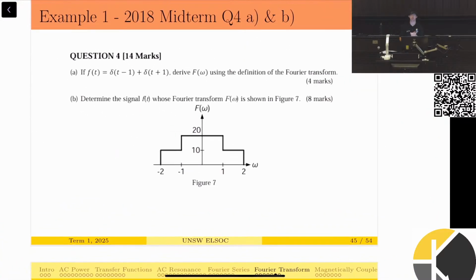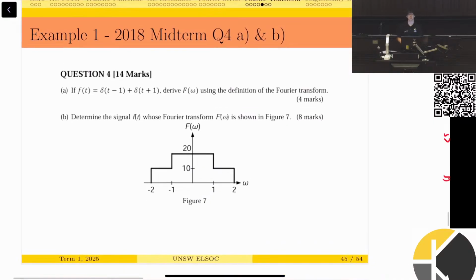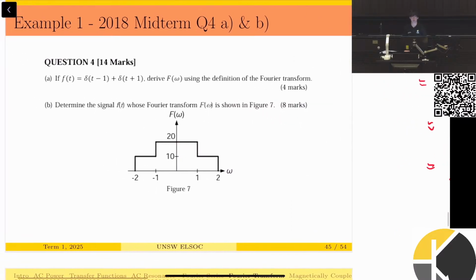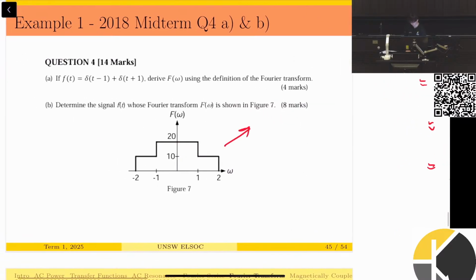Alright, let's do a bit of a harder example. Determine the signal f of t whose Fourier transform F of omega is shown in figure 7. So always with these types of questions, there are multiple ways of doing them. I'll give you some examples of different ways that we could solve this question. So one method is probably a bit more intuitive.